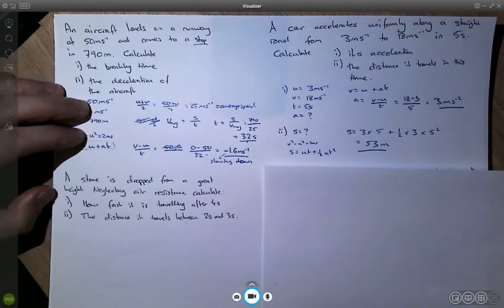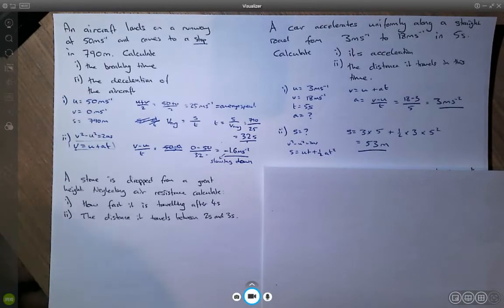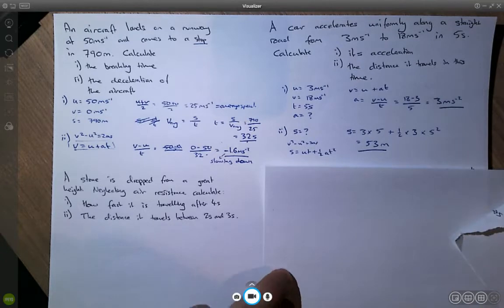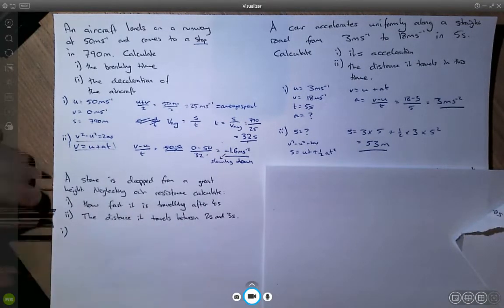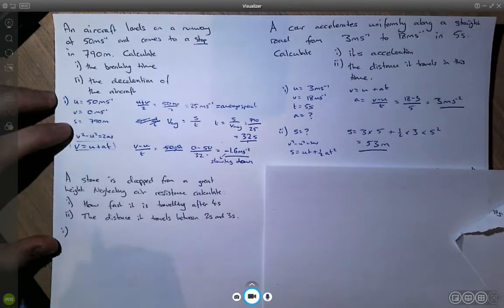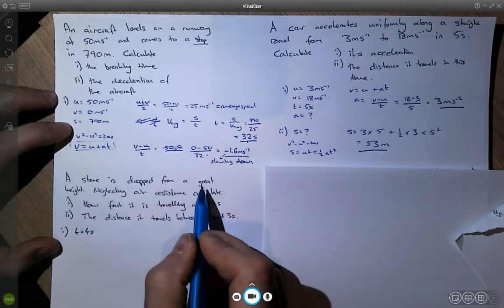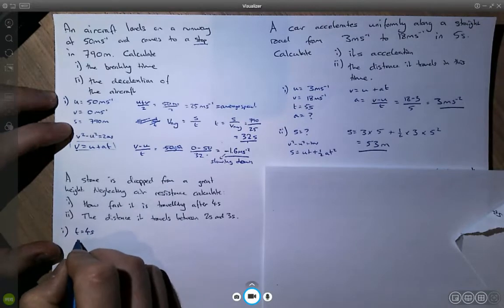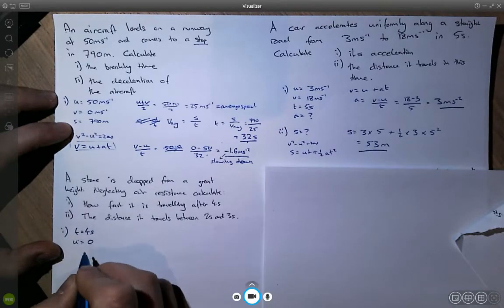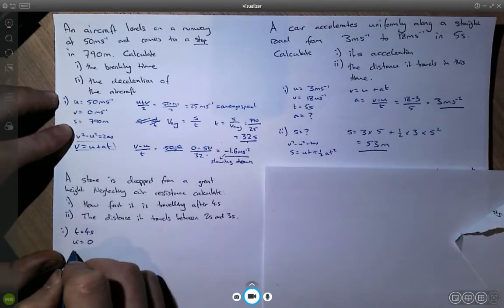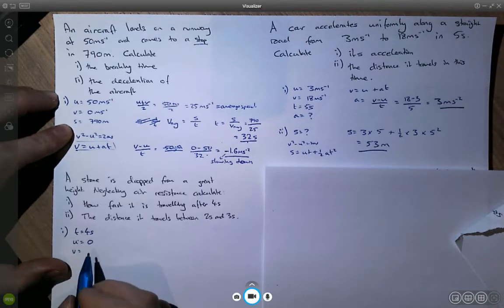Question 3. Pause the video now and try this question. How fast is it traveling after 4 seconds? So let's again list our variables. T is 4 seconds. It's dropped from a height, so our initial velocity is 0, and our final velocity is what we're trying to work out. What else do we know?